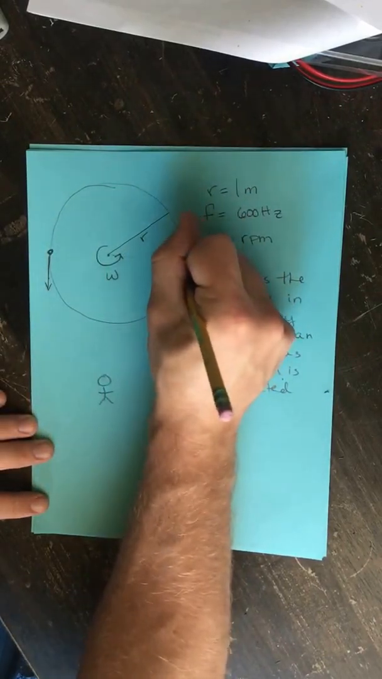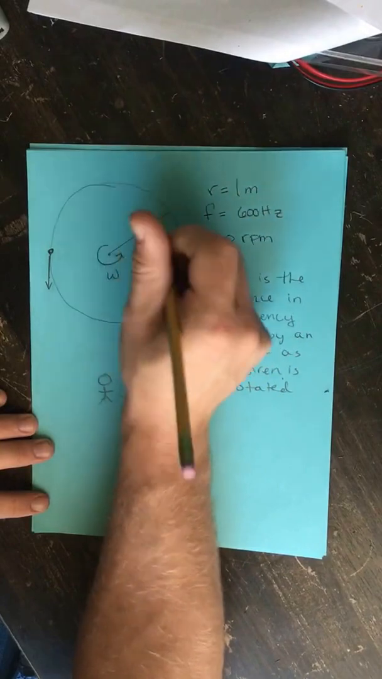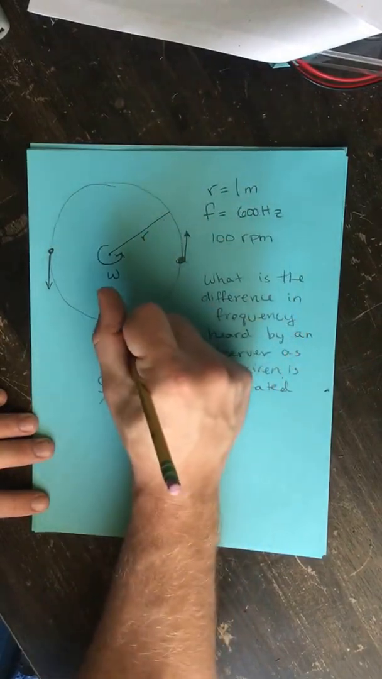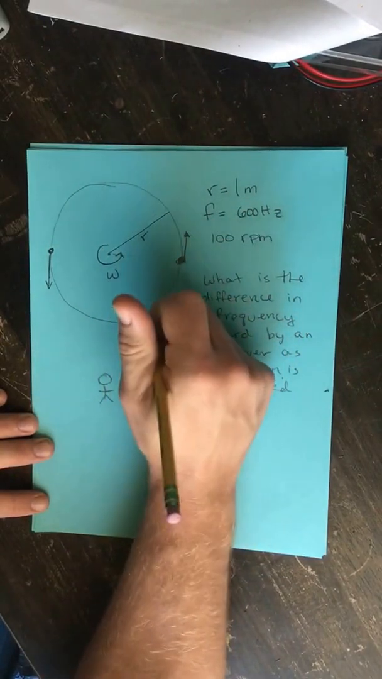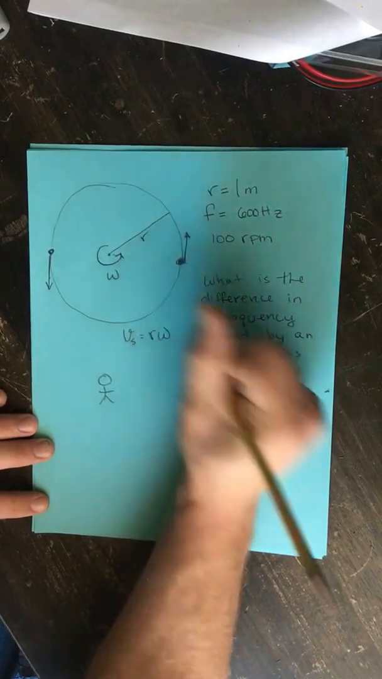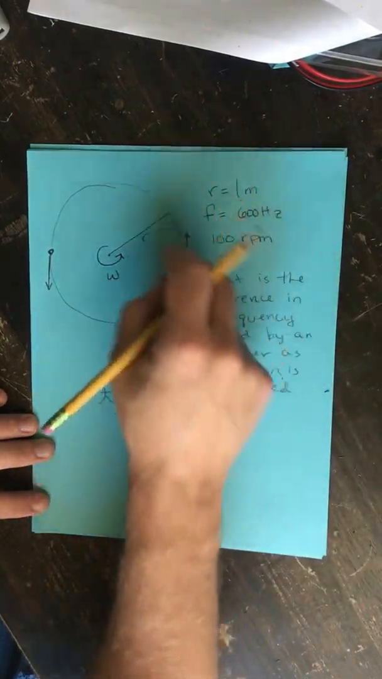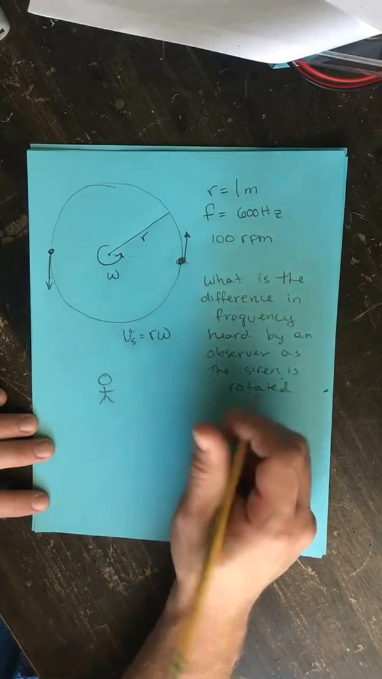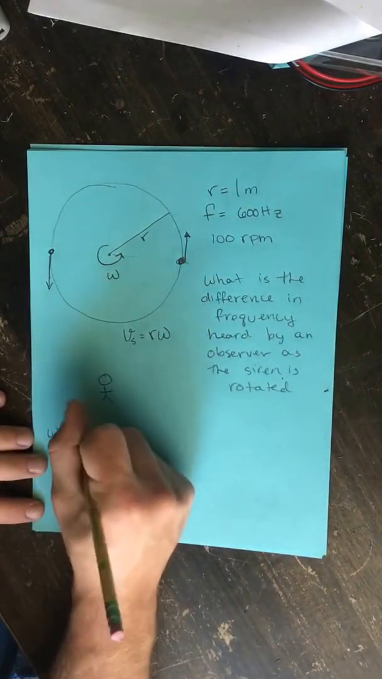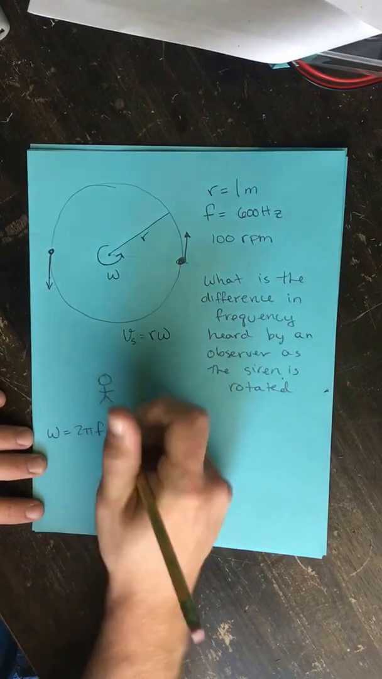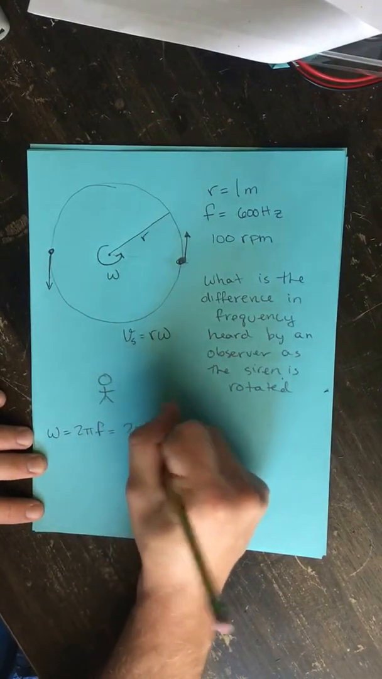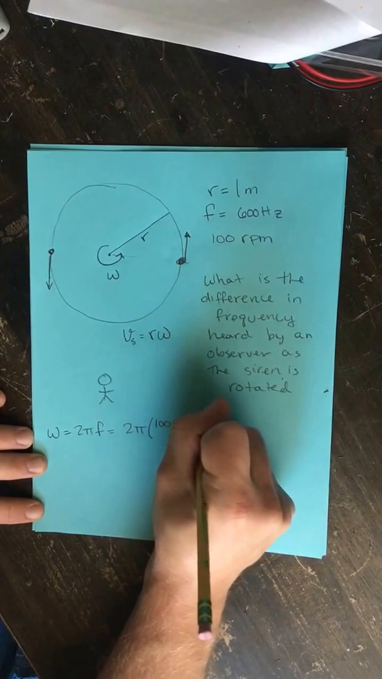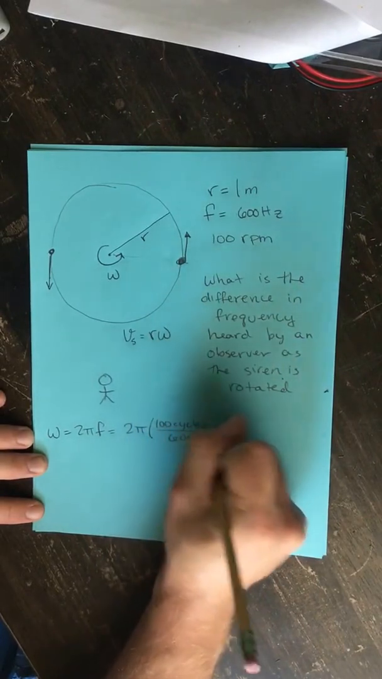Now, the speed that the siren is traveling depends on the radius and the angular frequency, so the velocity of the source in this case, or the speed of the source, is going to be equal to r times omega. So we do need to convert our revolutions per minute into an omega. It's worth remembering that omega is equal to 2 pi times the frequency, which is in this case going to be 2 pi times 100 cycles in 60 seconds.